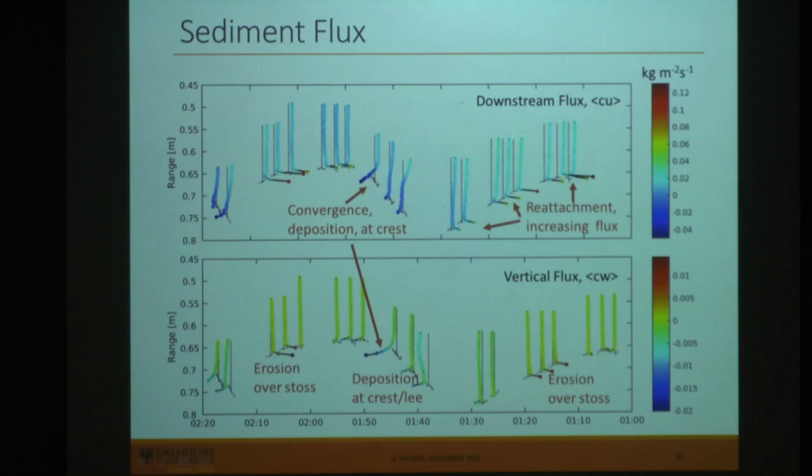So from this, you can build an overall picture of how the suspended sediment transport is contributing to the dune migration, where we have this erosion over the Stoss faces and deposition and convergence on the Lee crest. So the dune migrates from left to right.